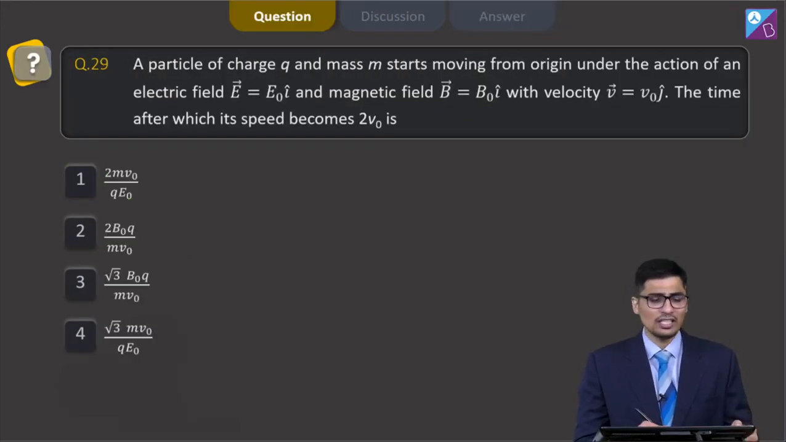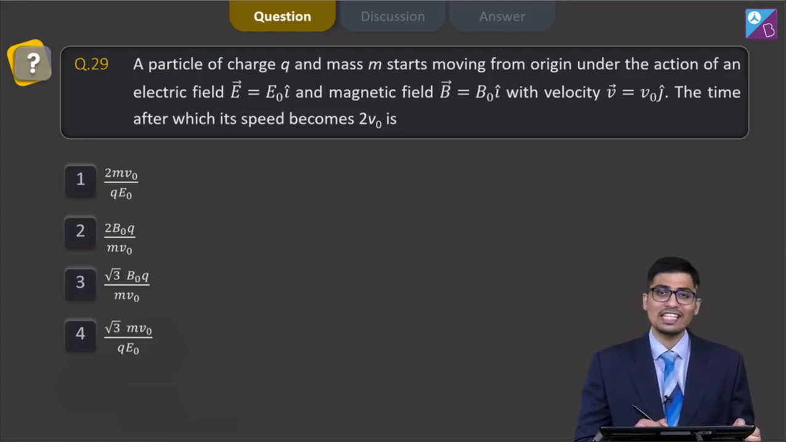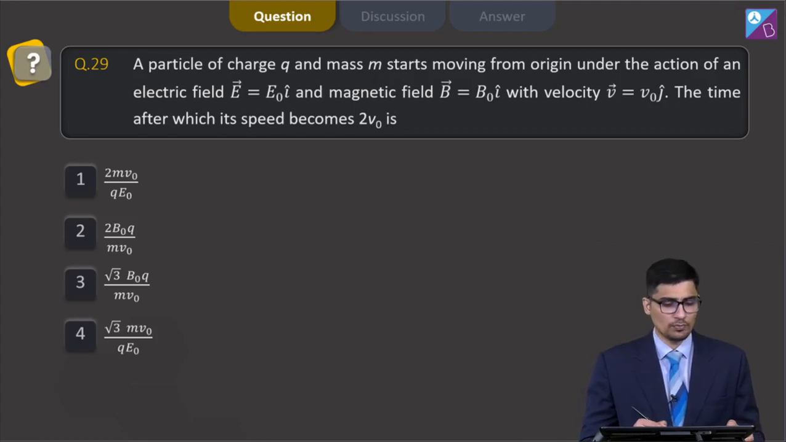This question 29 says that a particle of charge q and mass m starts moving from origin under the action of an electric field E vector equal to E naught i cap and magnetic field B vector equal to B naught i cap with velocity V vector equal to V naught j cap. The time after which its speed becomes 2 V naught is, and there are four options: 2 m V naught by q E naught, 2 B naught q by m V naught, root 3 B naught q by m V naught, and the fourth option, root 3 m V naught by q E naught.